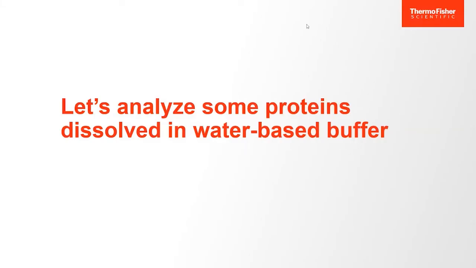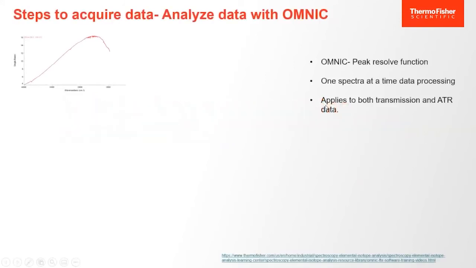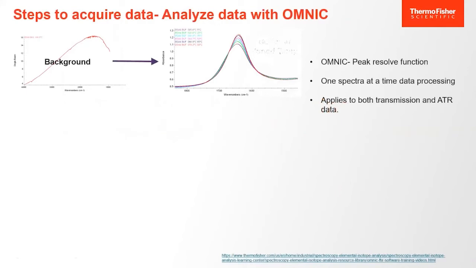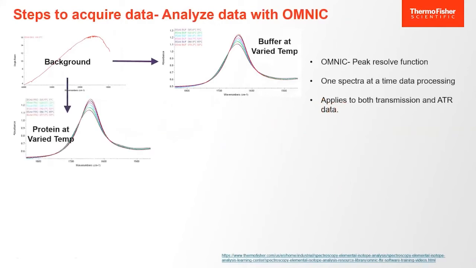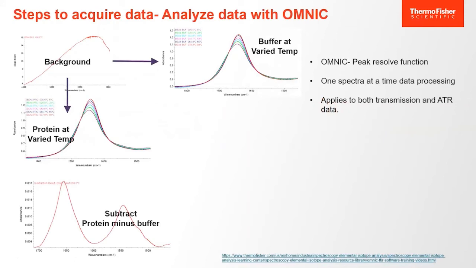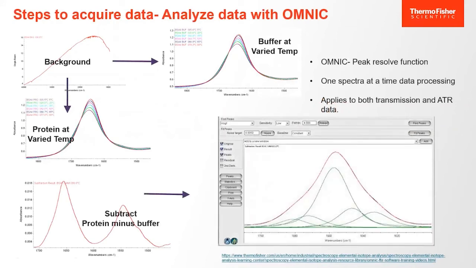How to analyze the proteins using a multi-bounce FTIR. Let's just summarize what we just learned. When we want to analyze proteins that are in water-based buffers, we need to collect a buffer spectrum. We need to collect the protein spectrum, especially if we are going to do this at different temperatures. We definitely will have to collect the buffers at different temperatures as well as the protein at different temperatures.